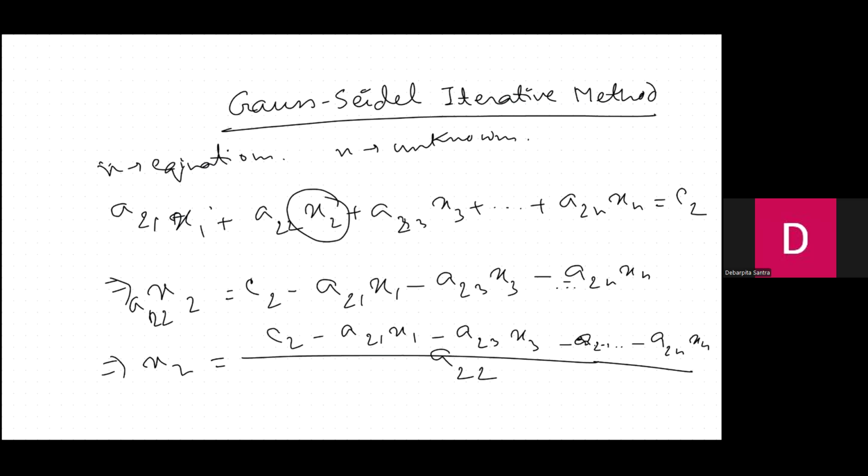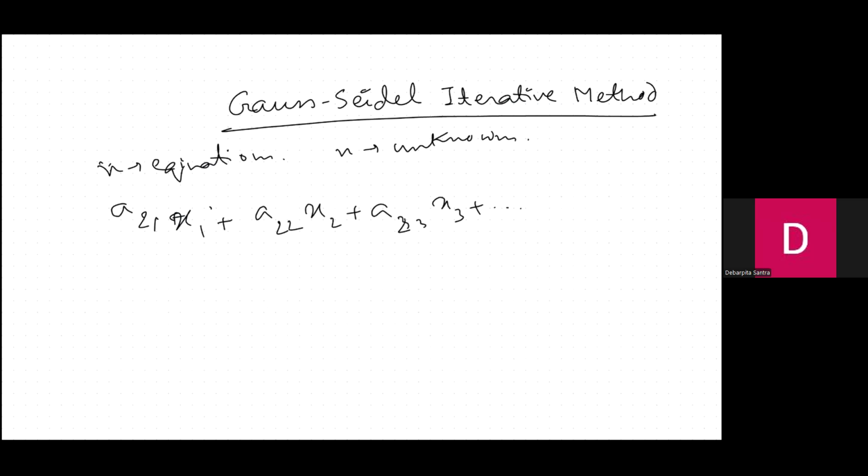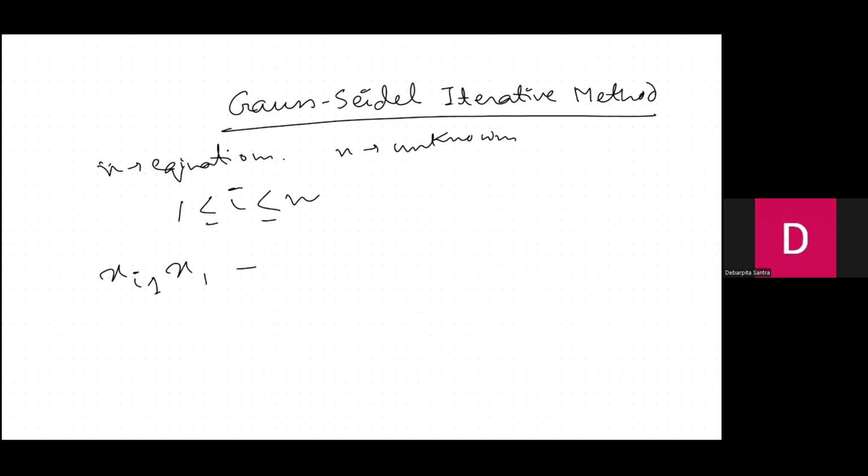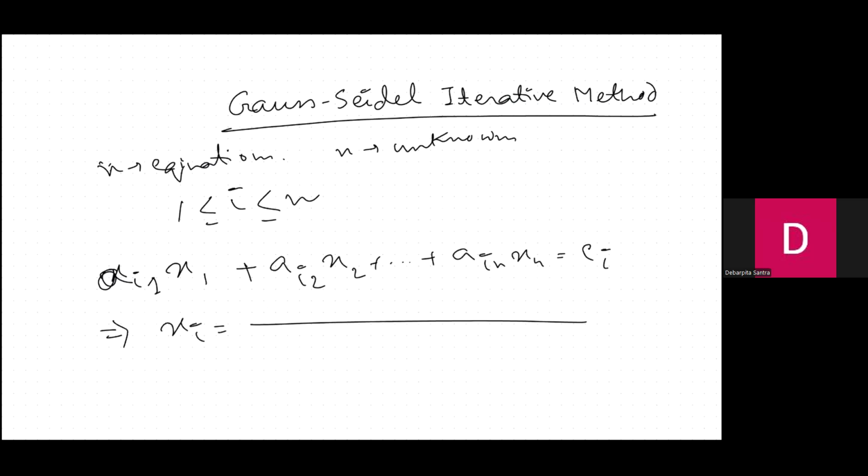So the equations are like this. In general, the ith equation, for 1 less than or equal to i less than or equal to n, is ai1 x1 plus ai2 x2 plus dot dot dot plus ain xn is equal to ci. In that case, xi is equal to ci minus ai1 x1 minus ai2 x2 minus dot dot dot minus a(i,i-1) x(i-1), and this will be continued like this.